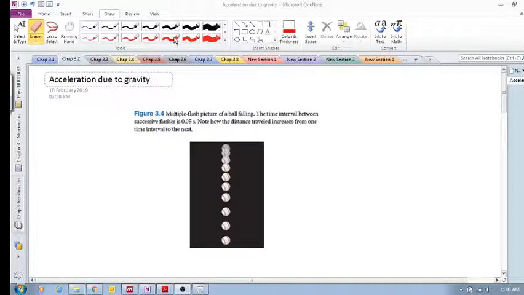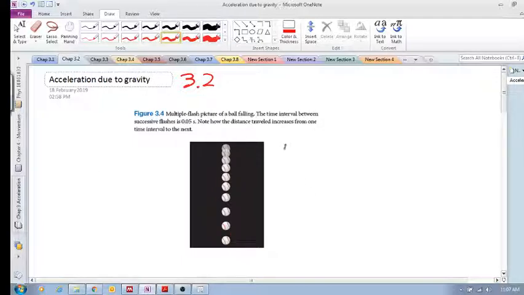Okay, so we are continuing with acceleration, and this is section 3.2, acceleration due to gravity. Now, imagine we have a ball that's just dropped. So it's kind of free fall dropping, okay? You take this and you just drop it.